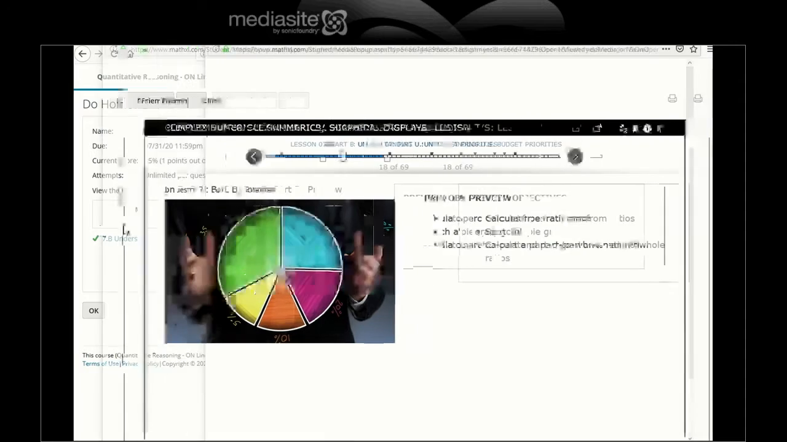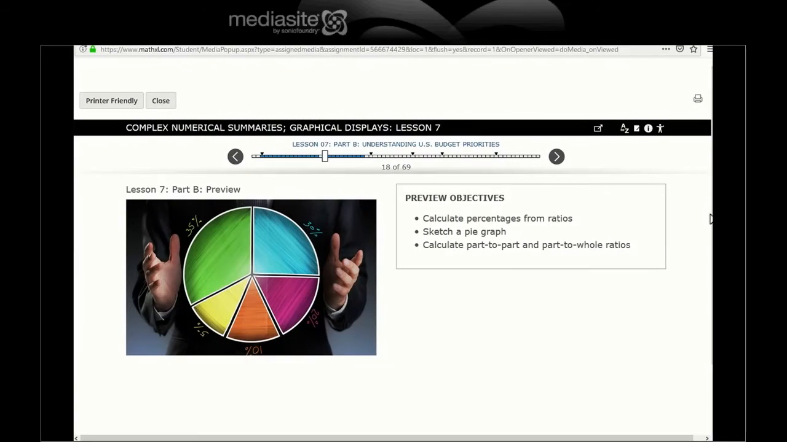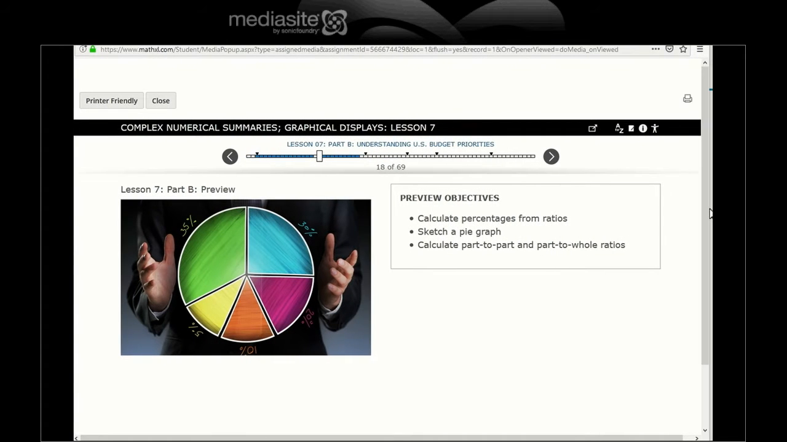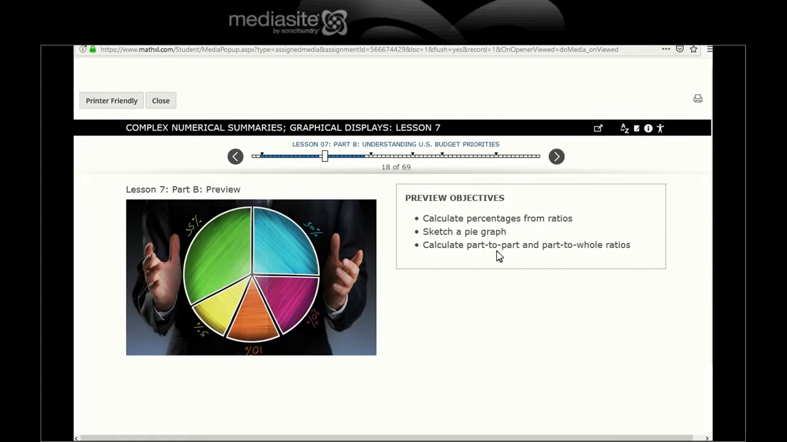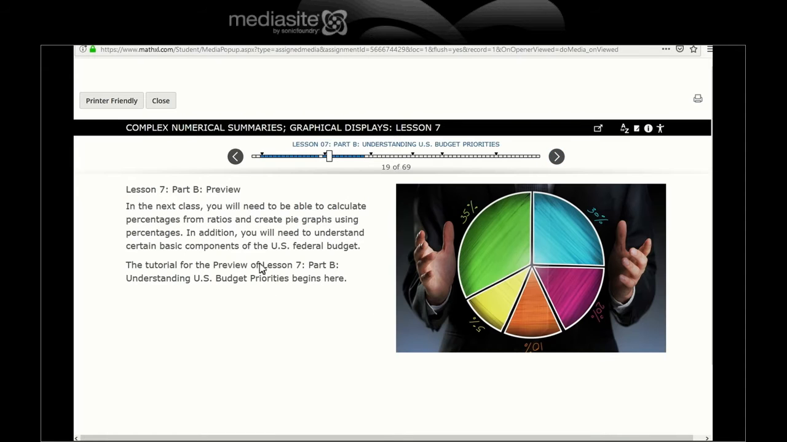Okay, so in this one, we're looking at budgets, and we'll be using percentages from ratios, pie graphs, and calculating part-to-part and part-to-whole ratios. We should have working knowledge by the end of this tutorial. Next class, you will need to be able to calculate percentages from ratios and create pie graphs using percentages.